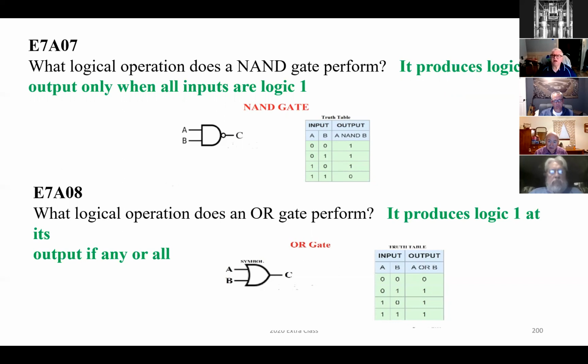It produces a logic 0 at its output only when all inputs are logic 1. And there's the little symbol diagram for a NAND gate. Yeah, you can see in the truth table that the output is going to be 1 anytime that the input isn't both 1 and 1. So that's the only time that you're going to get a logic 0.